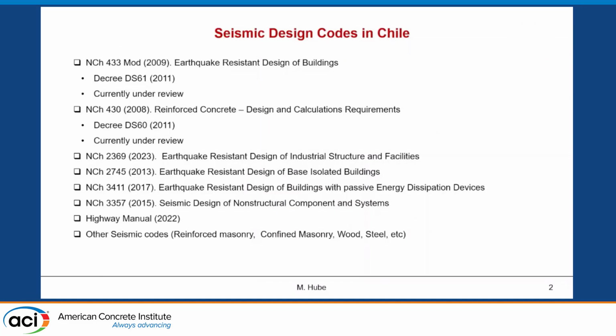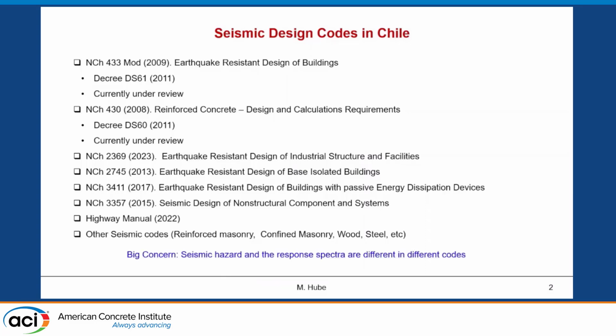So in terms of seismic design codes, we have several. The first one, NCh433, is for earthquake-resistant design of buildings. That's similar to ASCE 7, has some spectrums and other issues. And then we have NCh430, which is concrete design. So it's about ACI 318. And then we have other documents for industrial facilities, base isolation buildings, passive energy dissipation devices, non-structural components, masonry, confined masonry, wood, steel, others. So there are different codes for different materials, and the same for bridges. We have a different code for bridges.